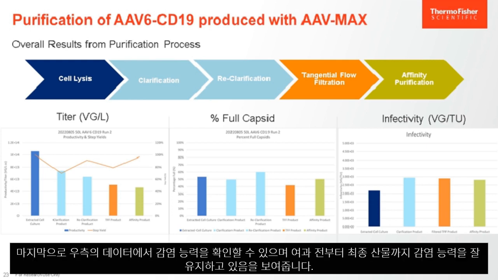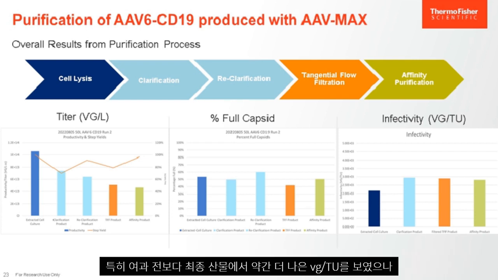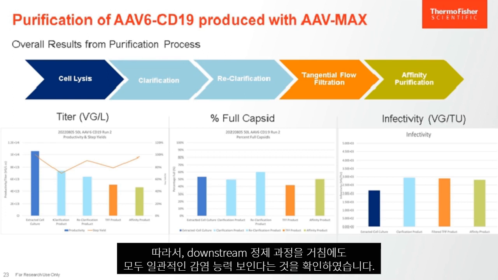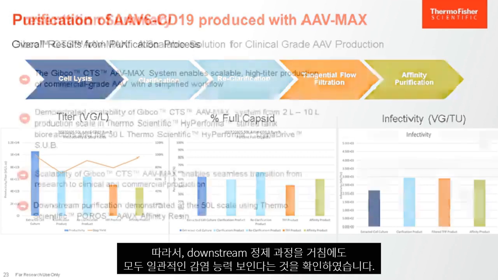Lastly, to the far right, we show that this virus also remains infectious. And here, from the extracted cell culture on the left through our clarification, TFF, and affinity products, you can see each one of these gets a little bit better VG per TU for the clarified product, the TFF, and the affinity product compared to the crude supernatant. But once again, this indicates that none of these steps are having a significant detrimental impact on the infectivity of the virus, and we're getting very consistent infectivity across all of the different steps of our downstream purification.